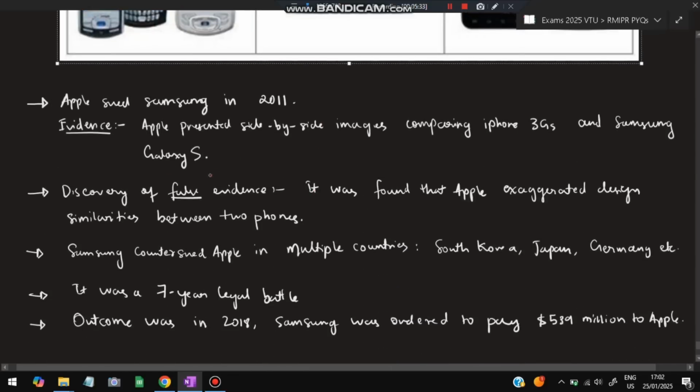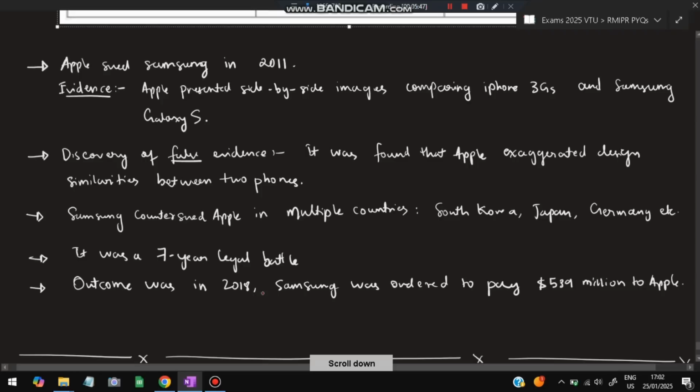Okay, but it was discovered that Apple was lying. Why? Because Apple was exaggerating the design similarities between the two phones, and the fight continued for 7 years. Samsung also countersued Apple in multiple countries: South Korea, Japan, Germany, USA, and so on. So after 7 years, the outcome was decided in 2018. An agreement was reached where Samsung was ordered to pay $539 million to Apple.